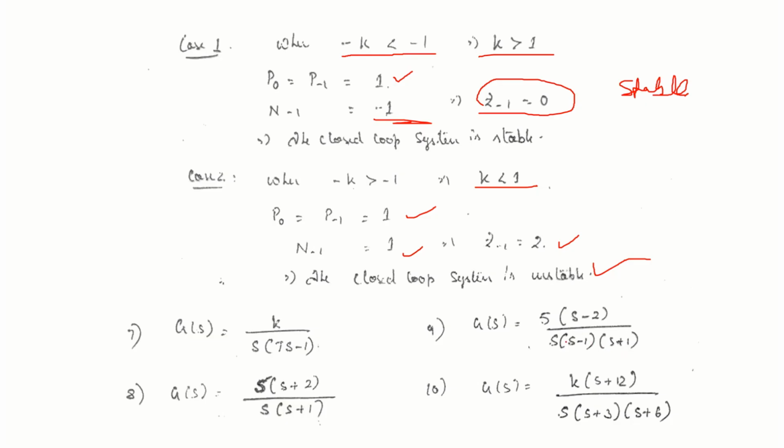So I think I have made it clear by drawing this Nyquist plot for type 1 problems. In the next session, let us draw the Nyquist plot for type 2 systems. The procedure is the same. Only thing is you have to patiently solve these problems. Okay. Thank you very much.